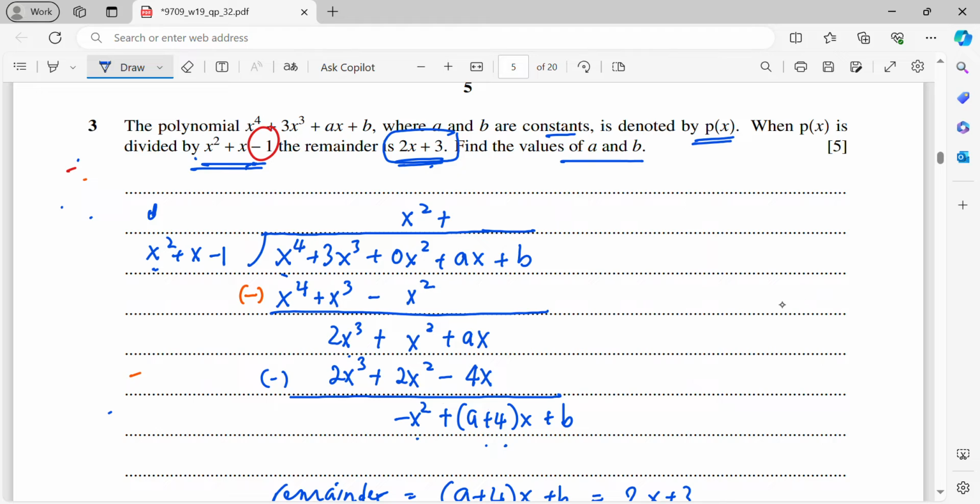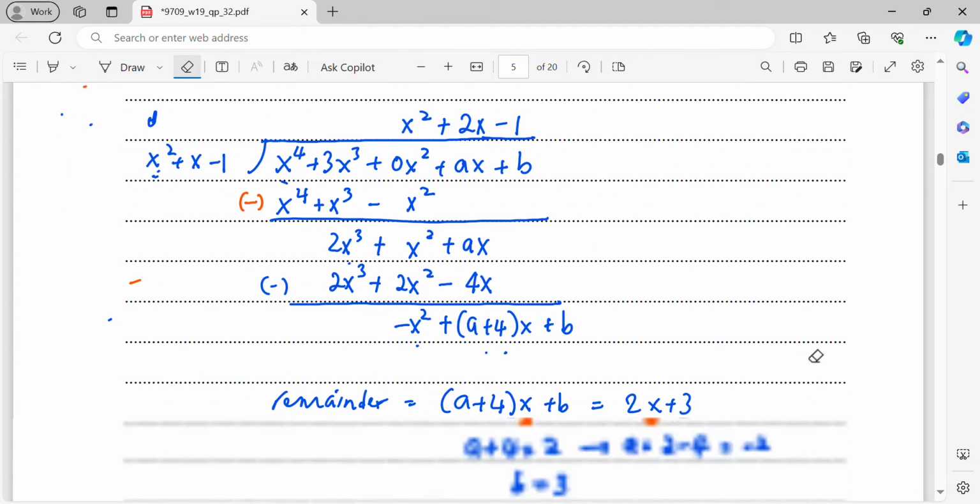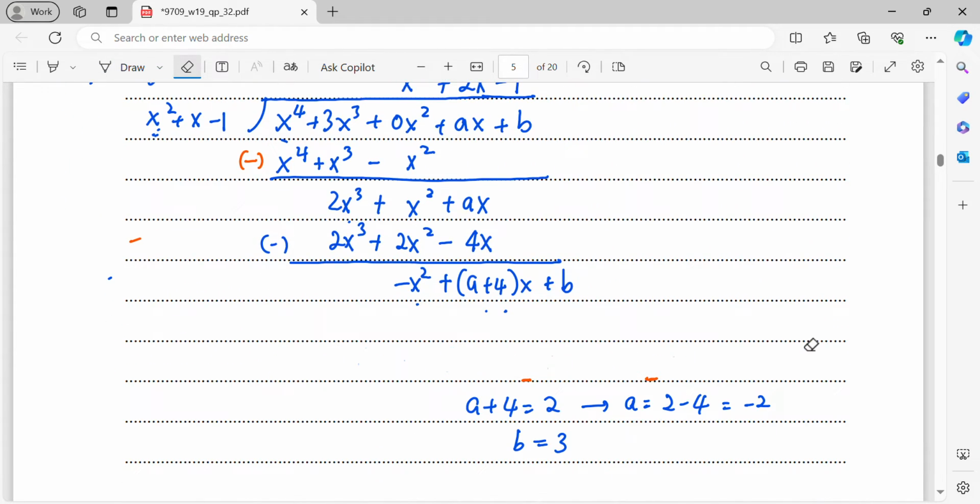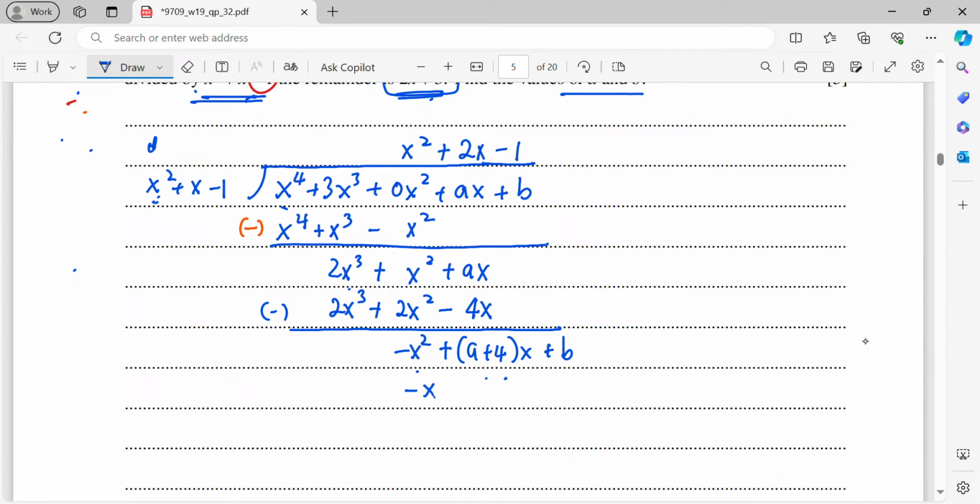So to get minus x squared from x squared, I need to times with minus 1. Here it's supposed to be 2x, no problem. So when I multiply with minus 1, it will be minus x squared. Minus 1 times positive x is minus x. Then minus 1 times minus 1 is plus 1. Then again you minus.